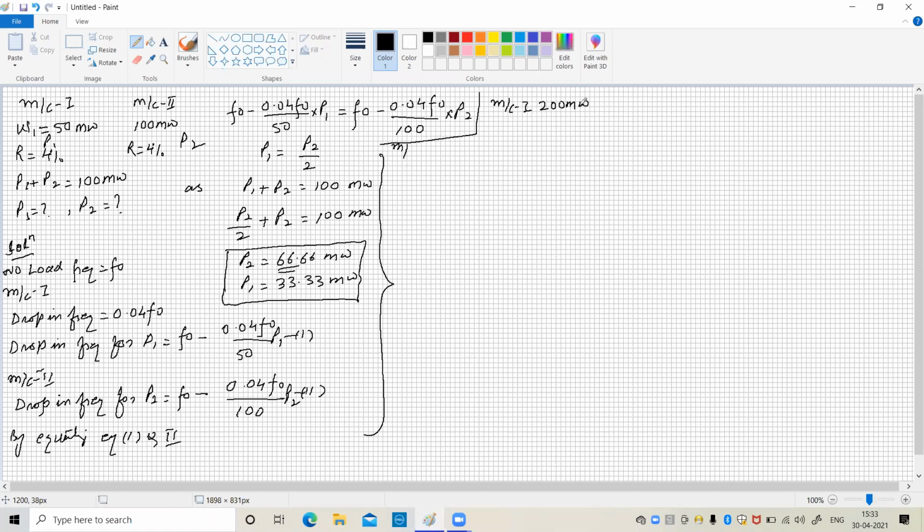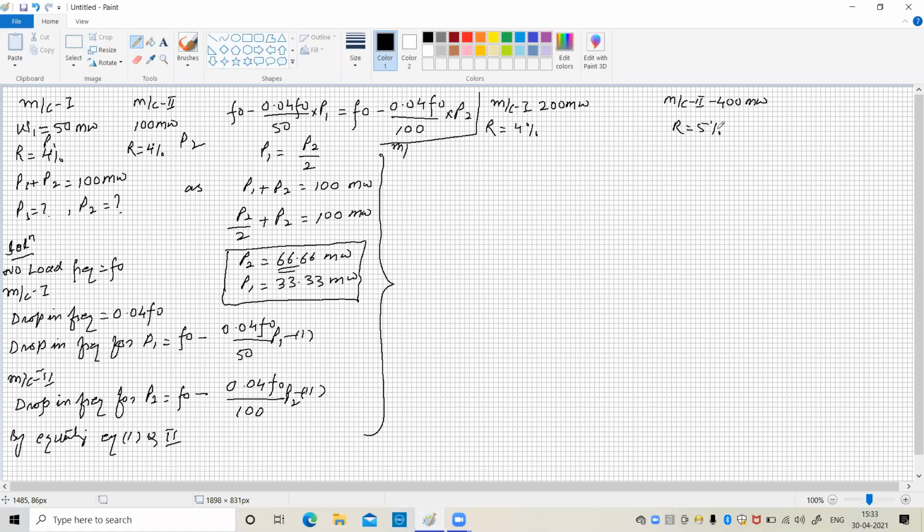200 megawatt, and the other is 400 megawatt. So machine 2 is 400 megawatt. The drop characteristic of their governors is 4% and 5%. Here the drop characteristic is 4%, and here the drop characteristic is 5%.